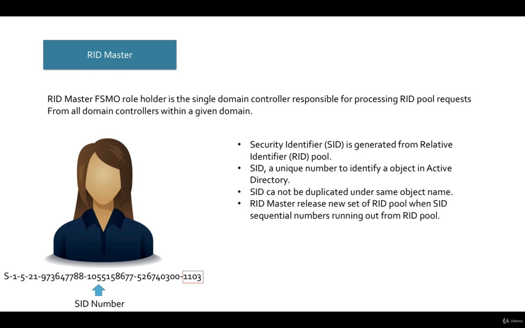RID master releases a new set of RID pools when SID sequential numbers are running out of the RID pool. There is only one RID master per domain in a directory. As I said before, RID master is a domain-wide role. If you have multiple domains in your organization, then you must have multiple RID masters in your organization.